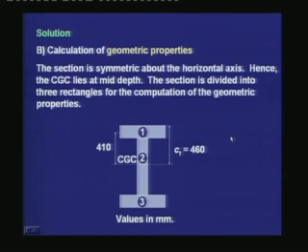Next, we are calculating the geometric properties of the section. Since the section is symmetric about the horizontal axis, the CGC lies at mid depth. The section is divided into 3 rectangles for the computation of the geometric properties. There are 2 rectangles for the flanges and another rectangle for the web in between the flanges. The distance of the centroid of the top rectangle from the CGC is 410 millimeters.